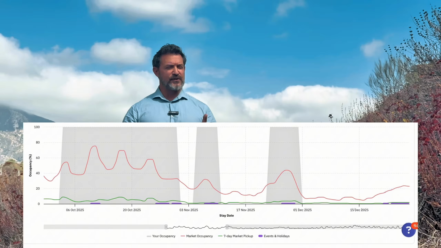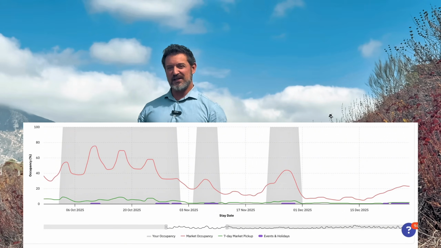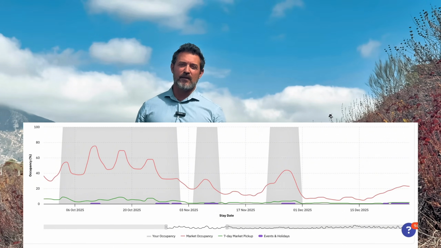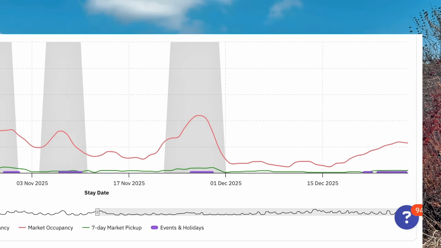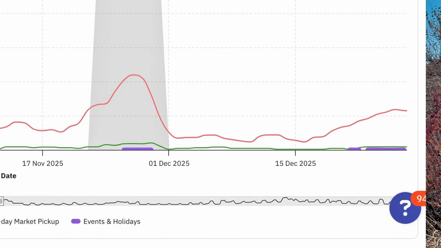And what I love about this is the green line that you see in the screenshot. That is a momentum indicator. It's like stock trading. If there's 10% of a market booked, but 5% of that booked in the last 7 days, that's a lot of momentum. So we like to look where the red and green lines come closer together, which means that there's a lot of interest for these dates.